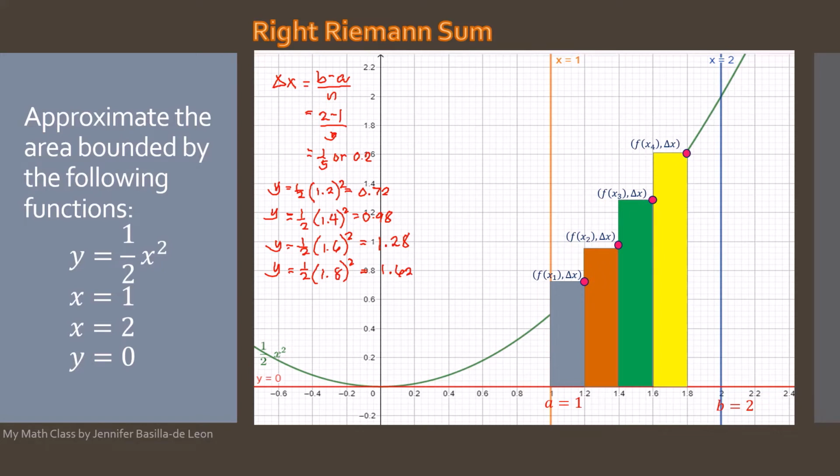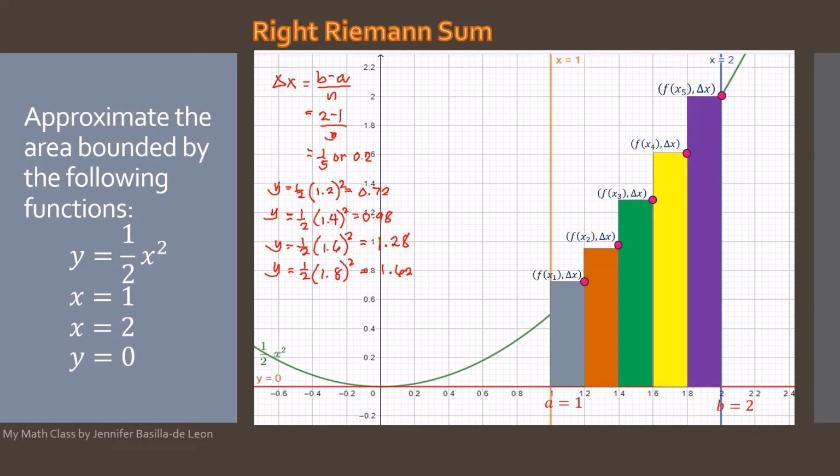Now, looking for the length of the fifth rectangle, we will evaluate the function at x equals 2. Okay, we use the right vertex having an x coordinate of 2. Now evaluating, we will have 1/2 of 2 raised to the second power. We will have 2.